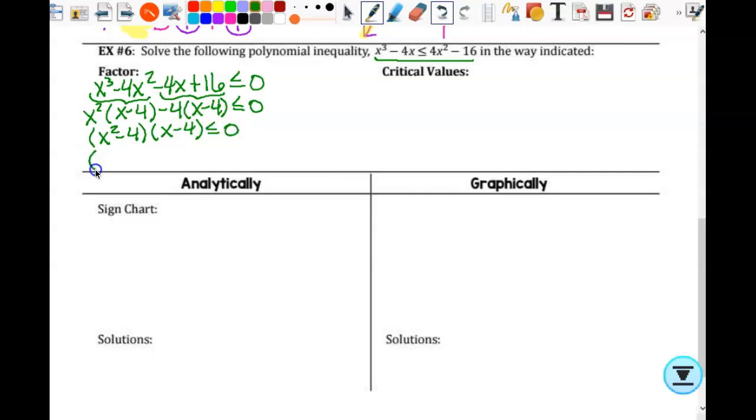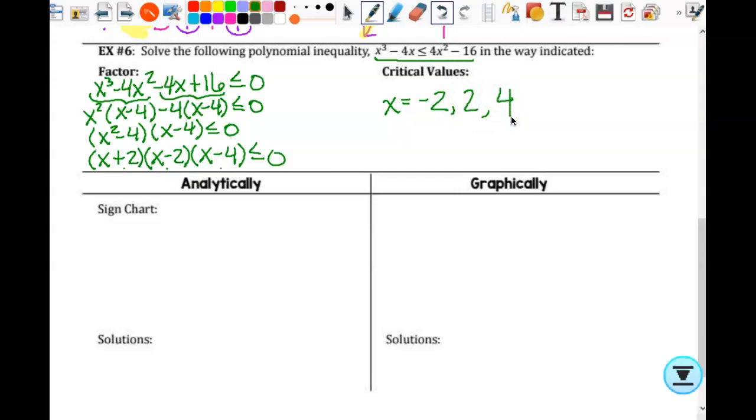I can factor that first one again. And so this is x plus 2 times x minus 2 times x minus 4, and that is less than or equal to 0. So I have it completely factored. I'm going to come up with my critical values. The only critical values we really can find right now are our zeros. So this would be x equals negative 2, positive 2, and positive 4.